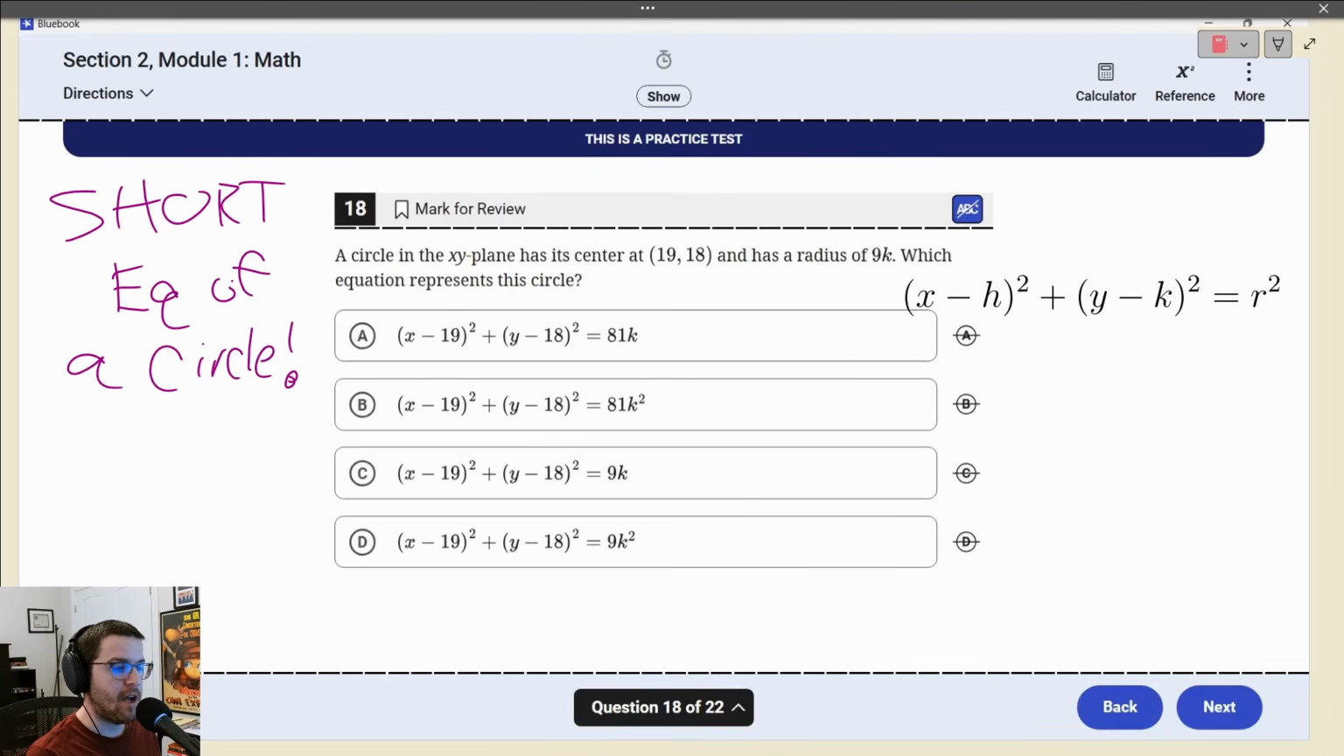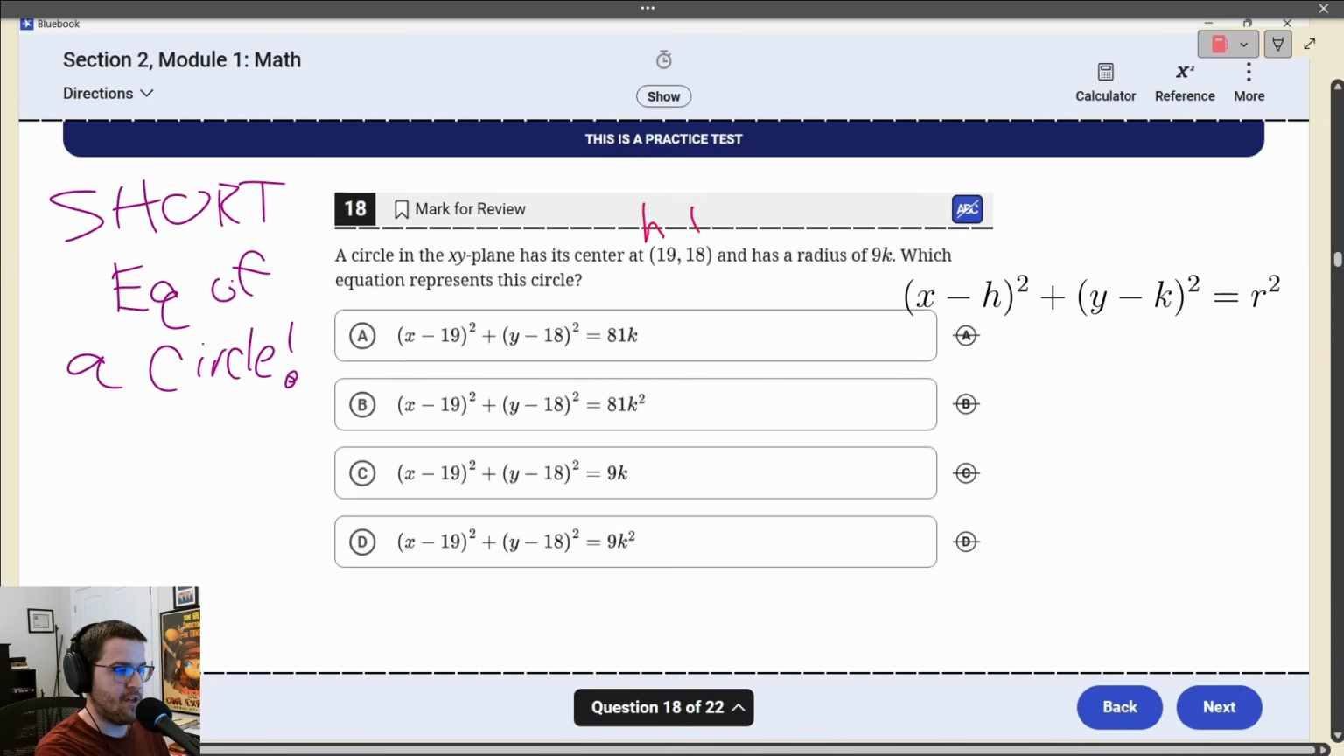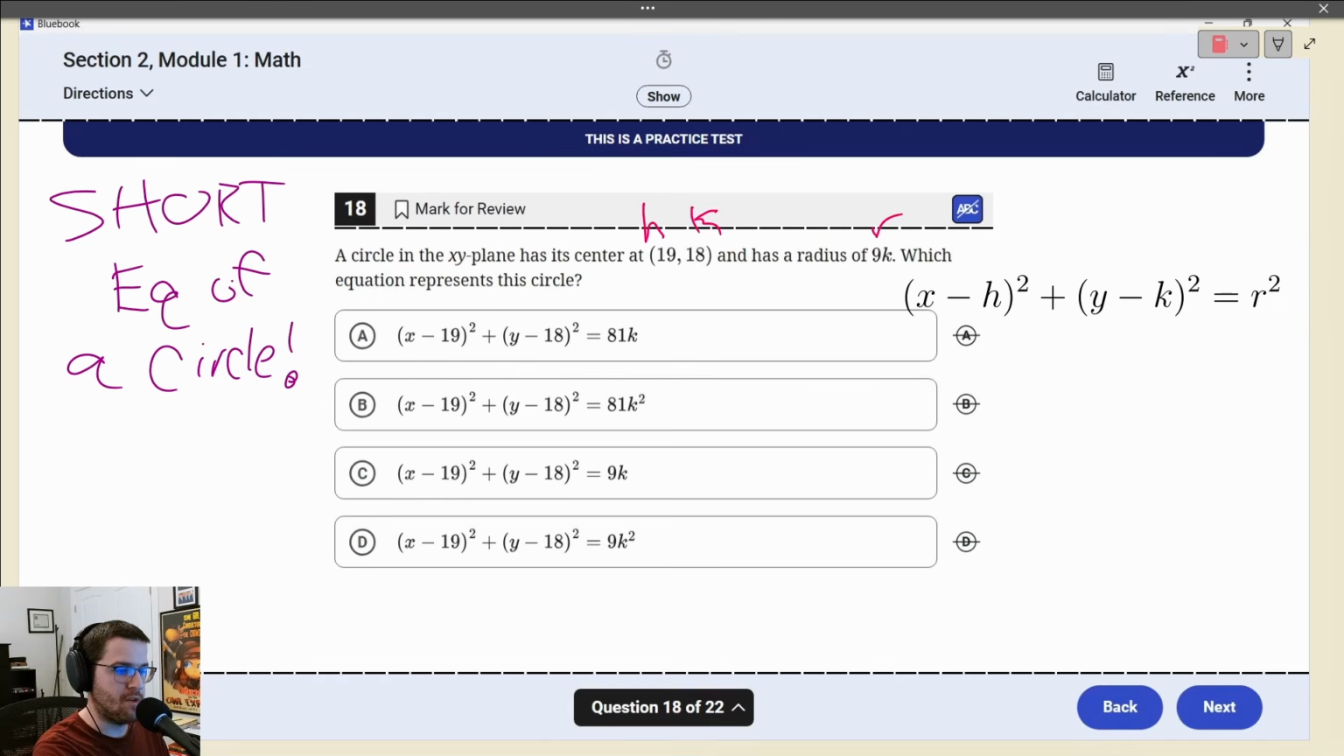Okay, question 18. I have a great short on this. It's called Equation of a Circle. Definitely go watch that. It's only like a minute long, so I'm just going to assume you've already watched it. So the equation of a circle is (x minus h) squared plus (y minus k) squared equals r squared. The center is h comma k, and r is the radius, so we're just going to put those numbers in. So x minus h is 19, plus y minus k is 18 squared.